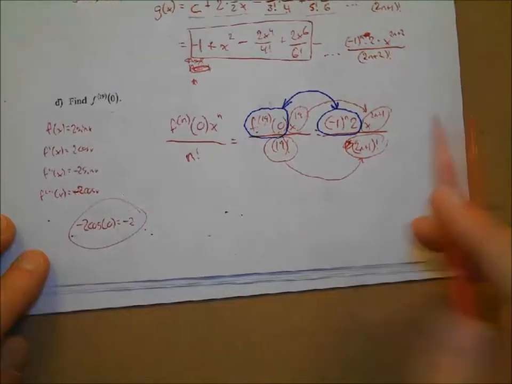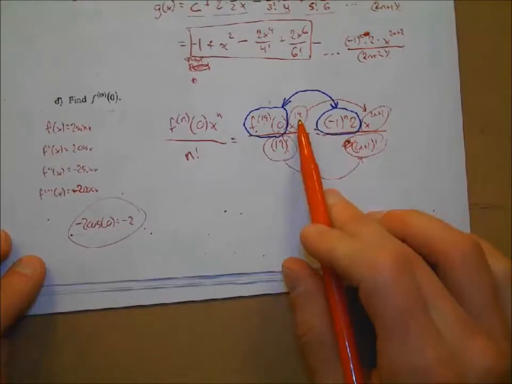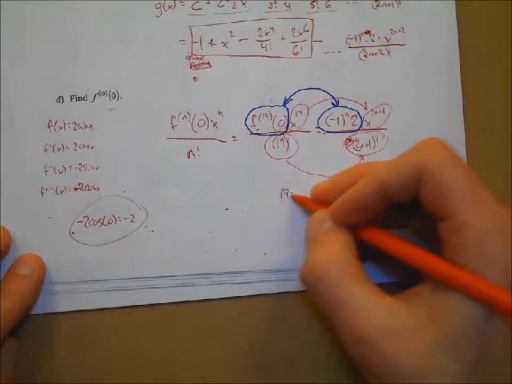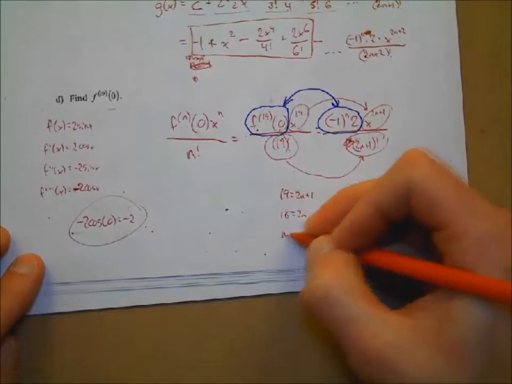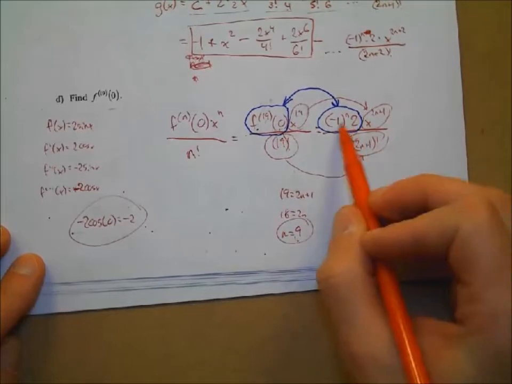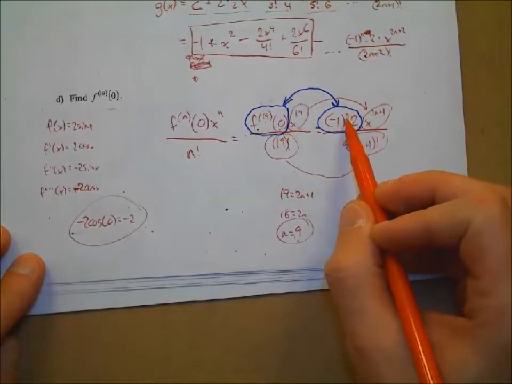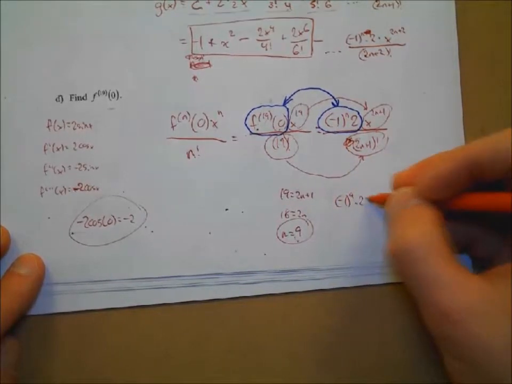So then it's a matter of figuring out what n is. Careful, 19 doesn't match to n. What does 19 match to? It must equal 2n plus 1. Subtract 1, 18, 2n, n equals 9. And so negative 1 to the 9th, that would be negative 1, because it's an odd number. So we get negative 2 that way as well.